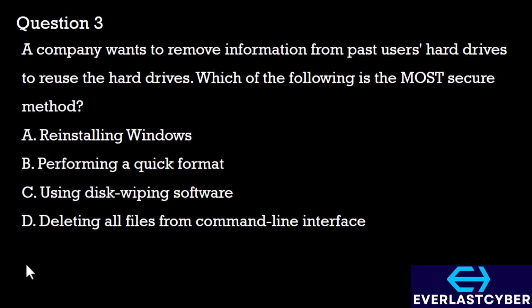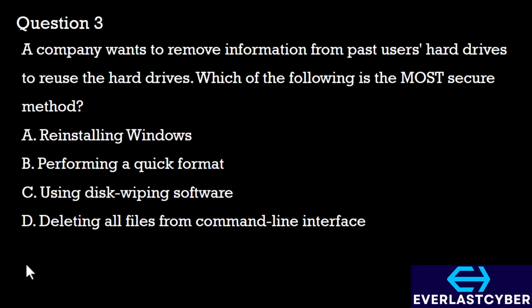For option A, reinstalling the operating system may not completely erase all data because some of the data might remain in unallocated space or even the system restore points. Performing a quick format only deletes the file system structure, and it makes the files invisible to the operating system. However, the data remains on the disk and can potentially be recovered using specialized software.